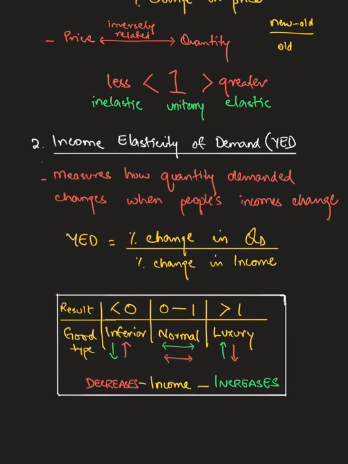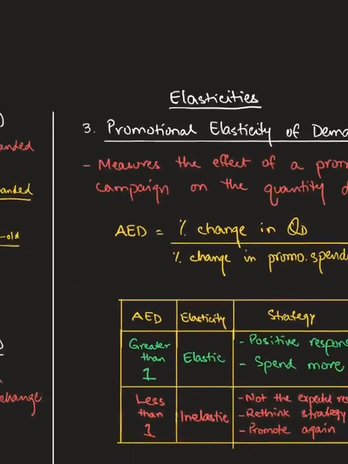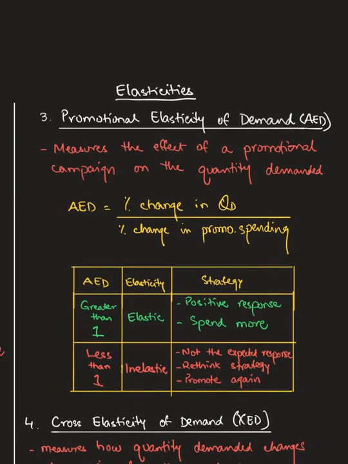Then the third type of elasticity is called promotional elasticity of demand. Again, the marketing department is in charge of all the promotional activities undertaken by the business, and the business would always want to know how effective a promotional campaign is. They would like to know it in numerical terms, and they use this formula to see how a promotional campaign affected the quantity demanded of that product, and whether the money spent was worthwhile or not. The formula is percentage change in quantity demanded divided by percentage change in promotional spending, so how much they spent on their marketing.